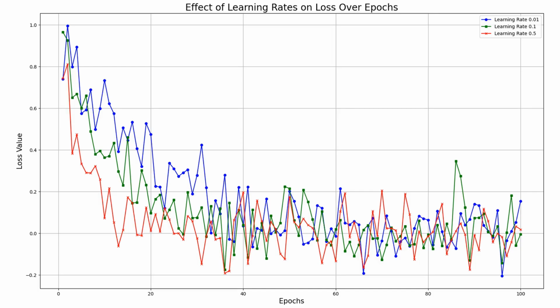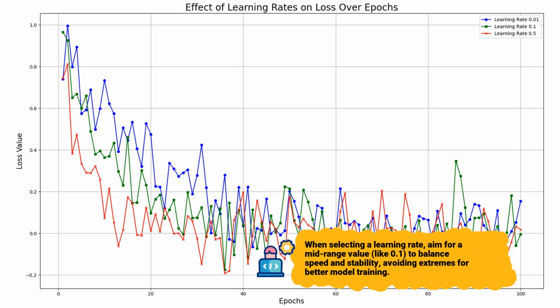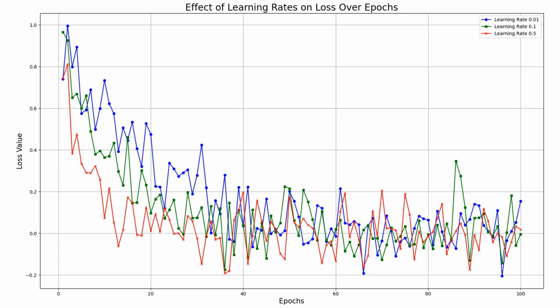Now, the green curve at 0.1 descends more quickly than the blue one, reaching those low loss values earlier with some modest fluctuations. This suggests a good balance between convergence speed and stability. But let's check out the red curve, which corresponds to a learning rate of 0.5. It drops steeply at first, indicating a very rapid initial reduction in loss. But it exhibits larger fluctuations and noisier behavior across epochs, sometimes oscillating rather than steadily decreasing. This pattern hints at instability and the risk of overshooting the minima.